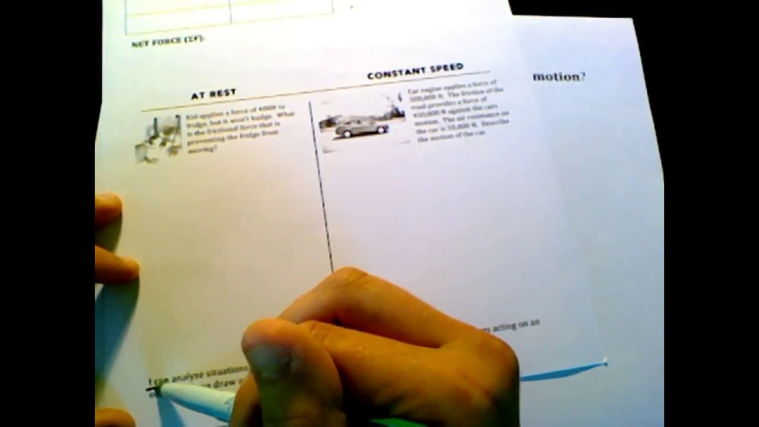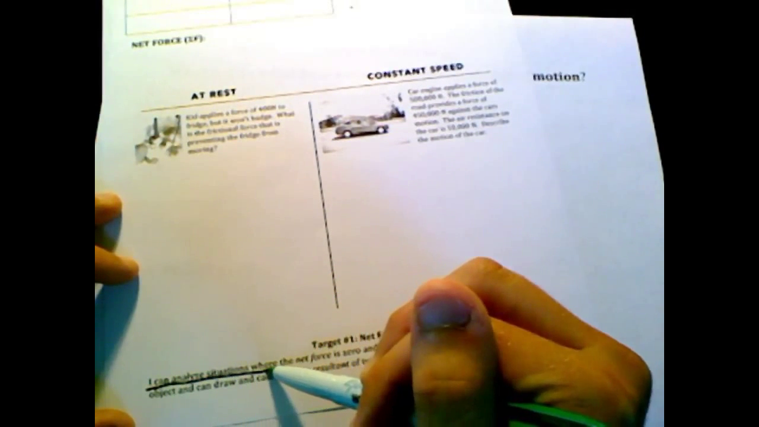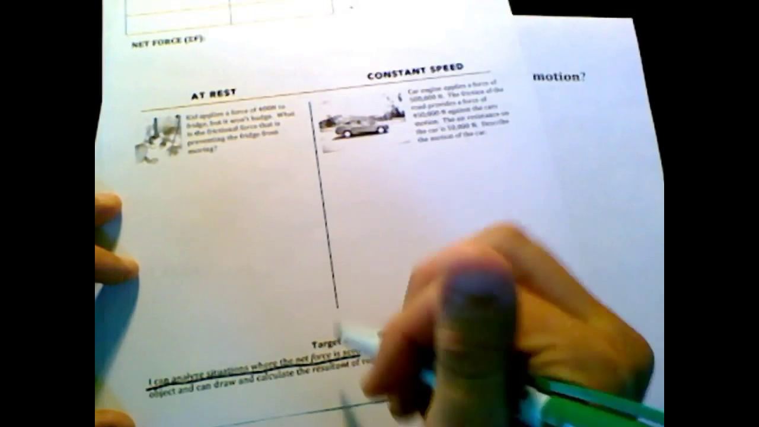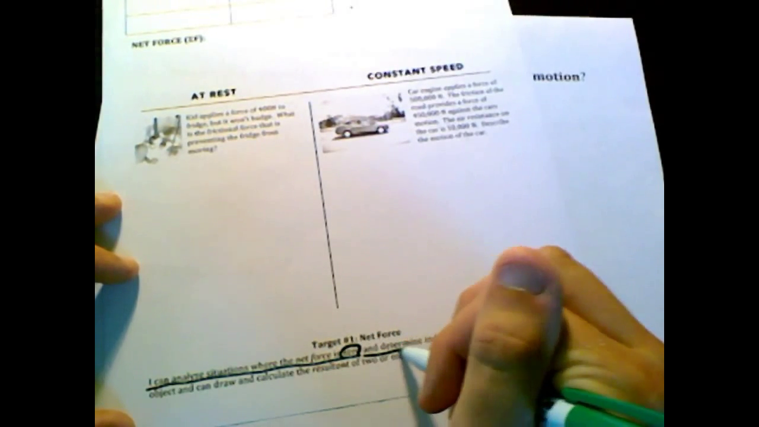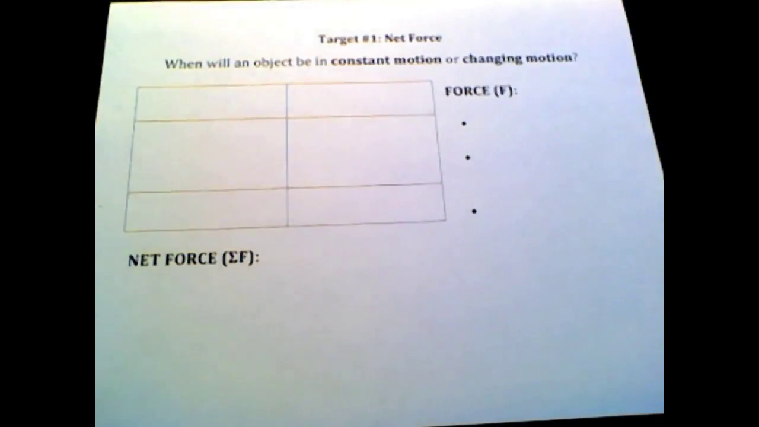I'm going to be going over the second part of Target 1, focusing on net force. This is your target sheet right here. If we look at the target, we're just going to look at this portion of Target 1: I can analyze situations where the net force is 0 and determine the individual forces acting on an object. That's all we're going to be looking at for this target sheet, and we're going to be incorporating these ideas that we looked into in the last video.